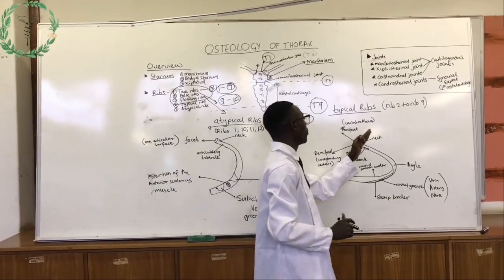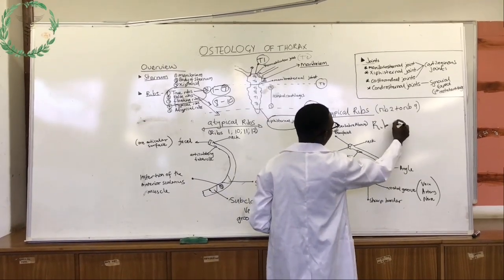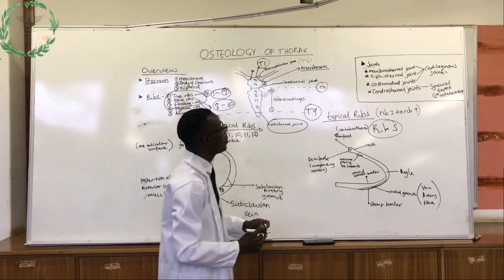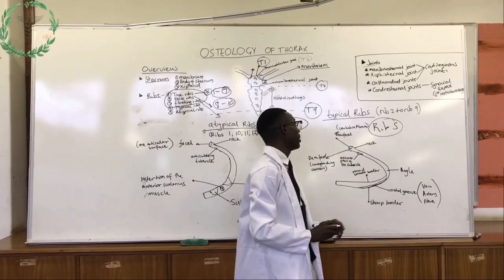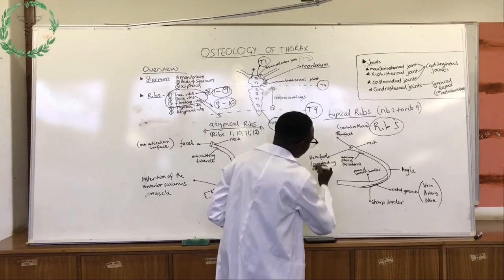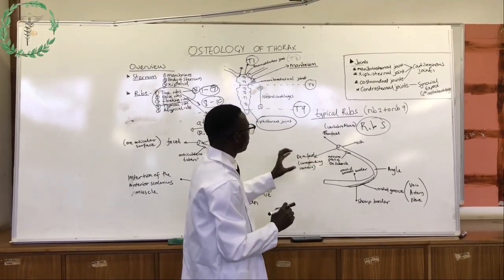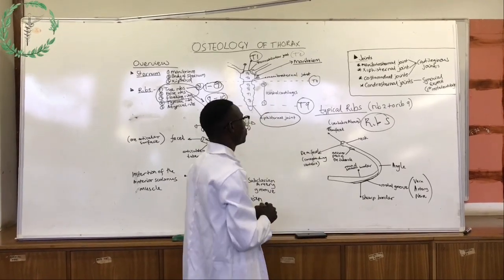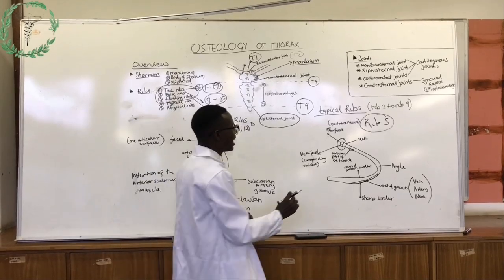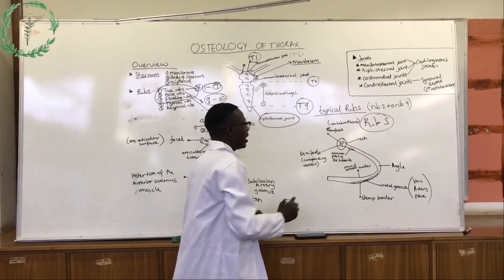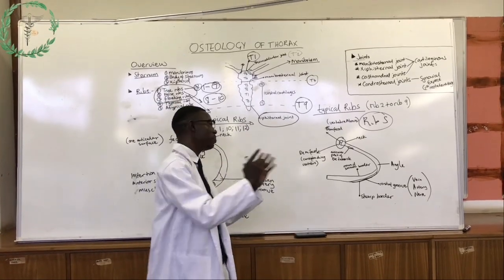So I'm going to talk about typical ribs here. As we can see, maybe this is rib 5. Typical ribs range from rib number 2 to rib number 9. So this is the structure of a typical rib. These are the essential parts that you need to take note of. We have the head of the rib that will articulate with the vertebrae. We have the neck, which is the constricted part. And then we have the tubercle that will articulate with the transverse process of the corresponding vertebrae.